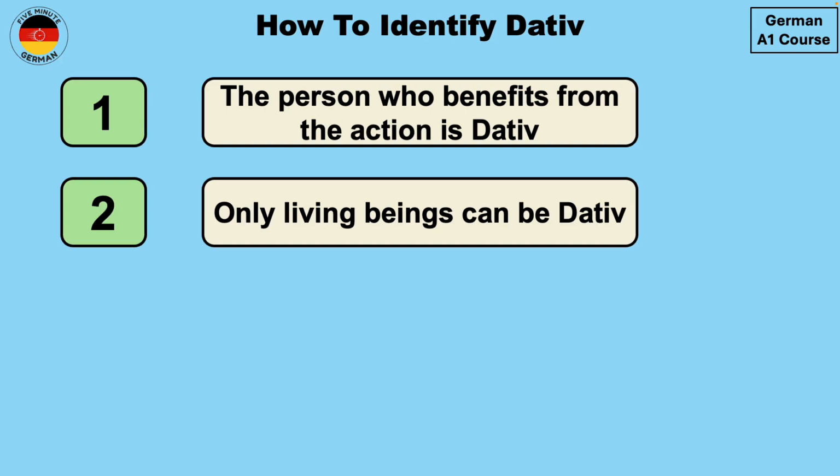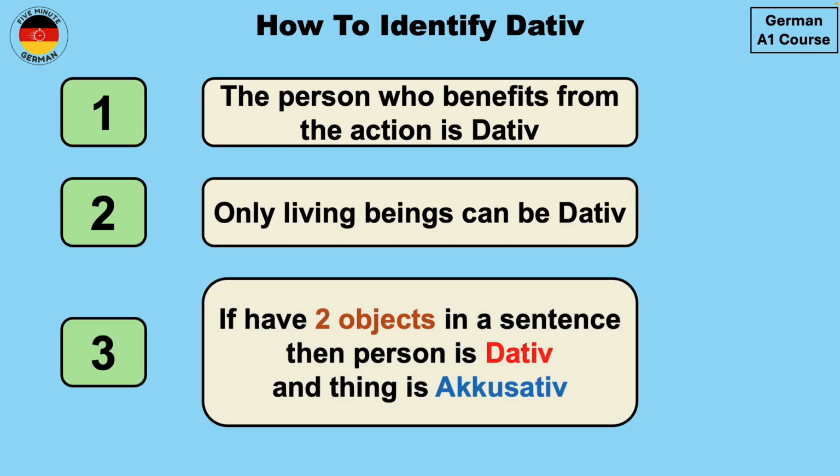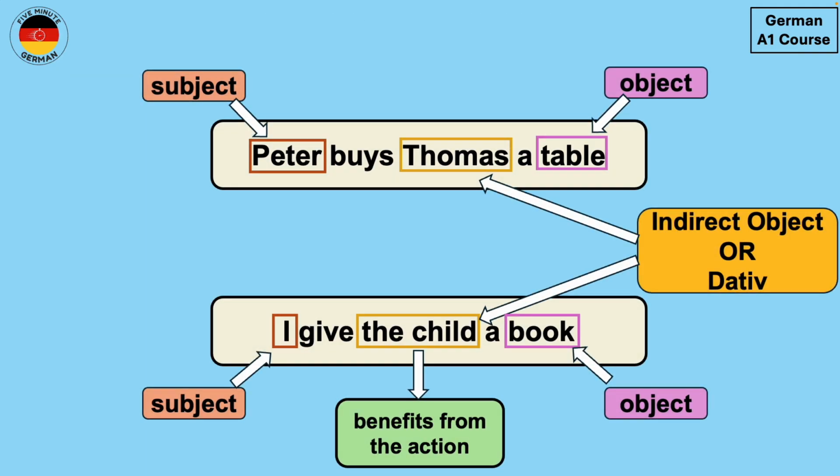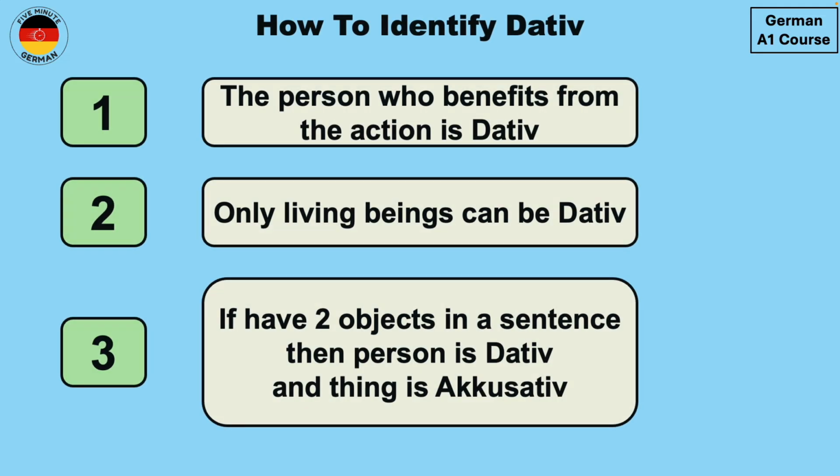The third point is that if you have 2 objects in a sentence, then the living being or the person will be dative and the thing will be accusative. We already saw this in the examples which we saw earlier, as in both these cases the dative is either Thomas or the child, and the thing which is table or the book are both accusative. So with these 3 points, you can identify the dative in a sentence.